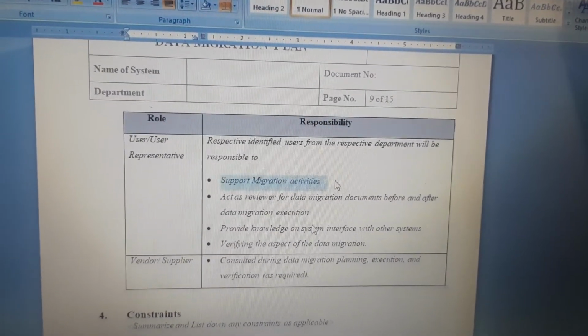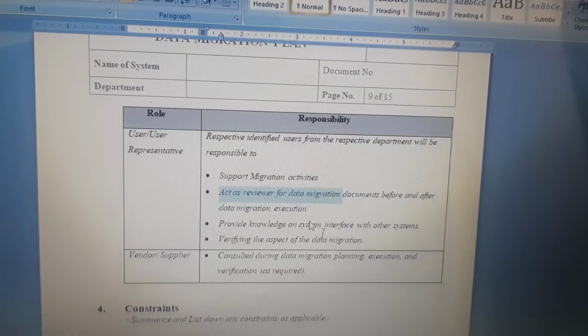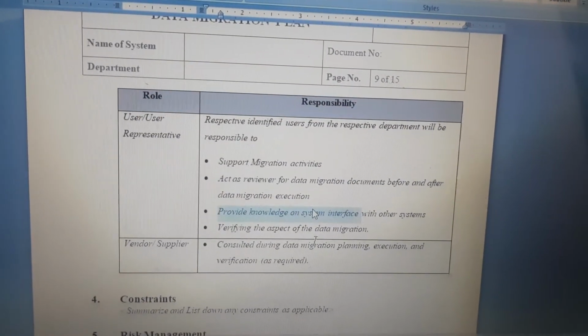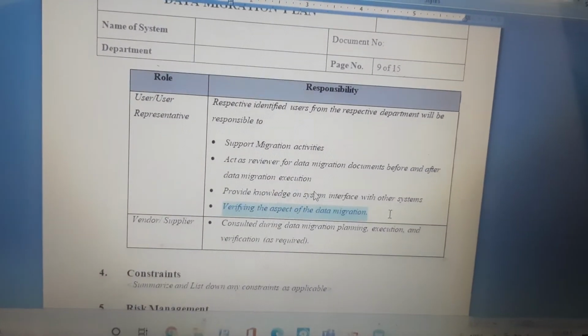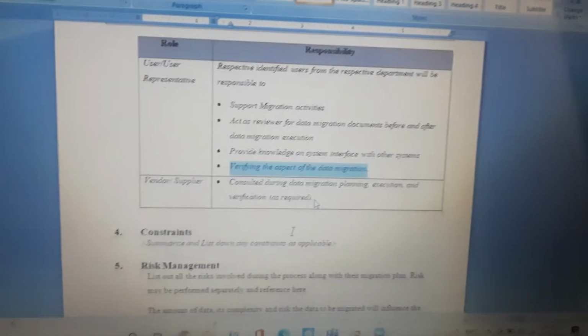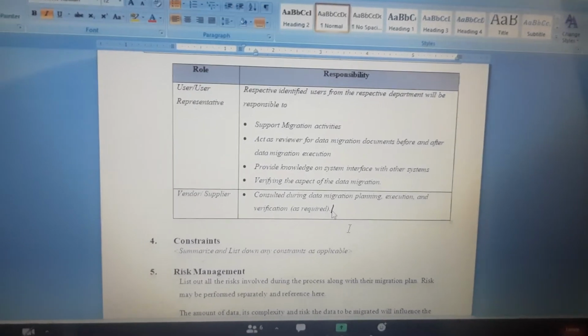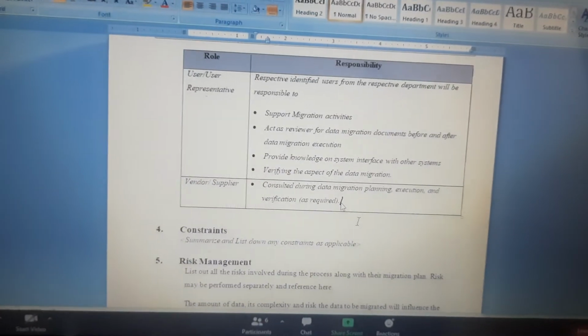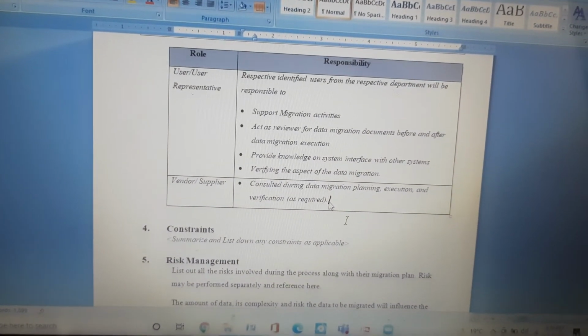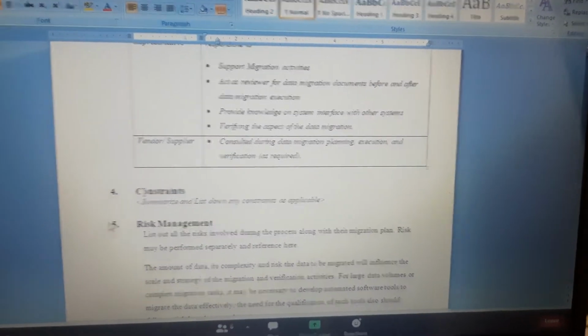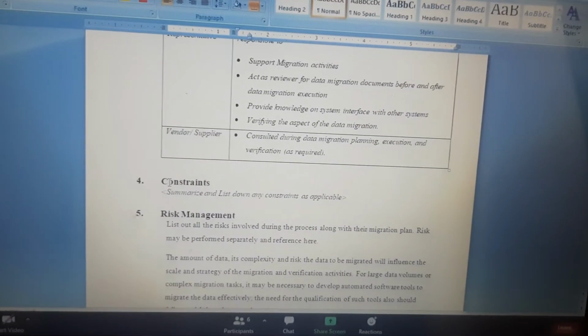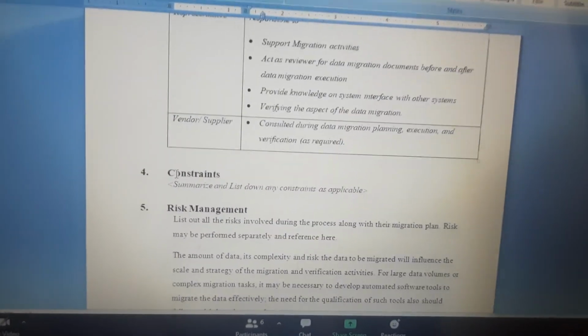Users will support the migration activity, act as reviewers, provide knowledge on system interfaces, and verify aspects of the data migration activities. The vendor will be consulted for the migration activities, planning and risk management. So identify the risks associated with the data migration activities, and we can mention the reference of the risk management program.